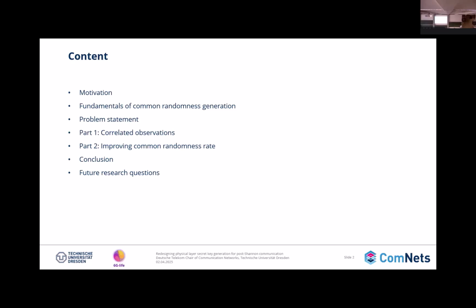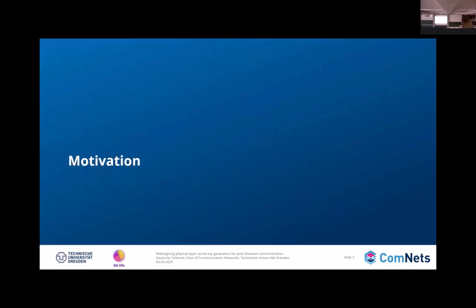so we first, of course, begin with the motivation. Why is it that this is an interesting research for me? So this comes as part of the common randomness generation, and then we take a look at the fundamentals of generating common randomness, and then we take a look at a particular problem statement that I'm interested in. And then we provide a solution in a two-part system. Part one is on correlated observation. Part two is on improving the common randomness rate. And then we go for the conclusion and future research questions.